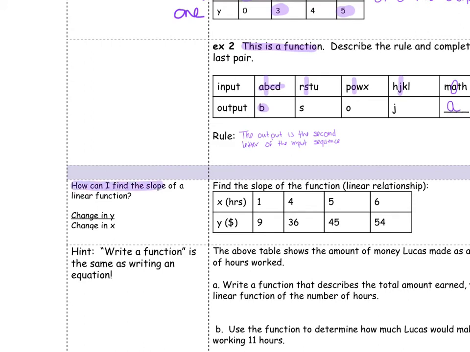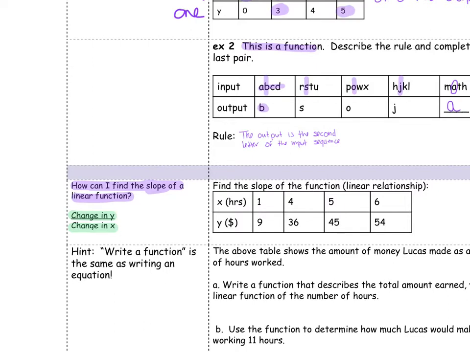How can I find the slope of a linear function? So we are going to write equations, but I need you to remember how to find that slope. And the slope is the y change over the x change. The y change over the x change. So you have done this many times, finding that slope.